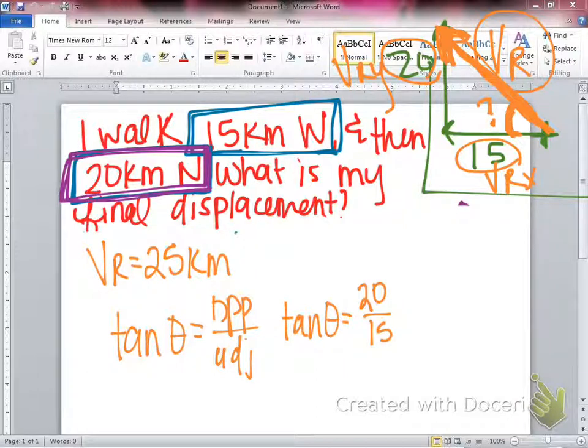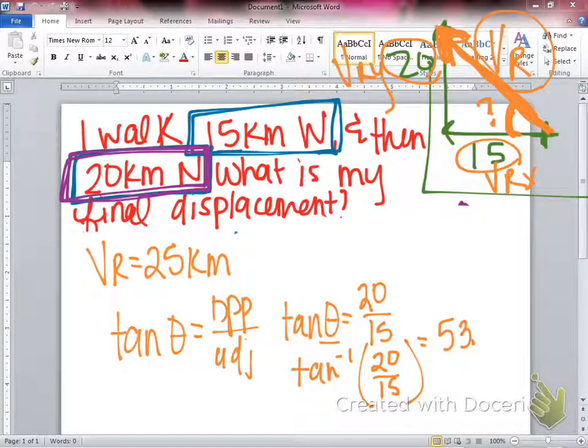And what do we need to do in our calculator when we solve for an angle? You have to hit the second button. So you're going to go second tangent of 20 over 15, which equals 53.13 degrees. Okay, so we are almost done. We've almost got our full answer. We've got our magnitude, and we've got part of our direction. We know it's 53.13 degrees blank of blank.